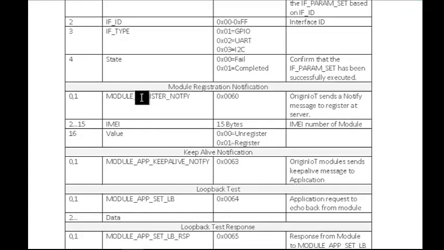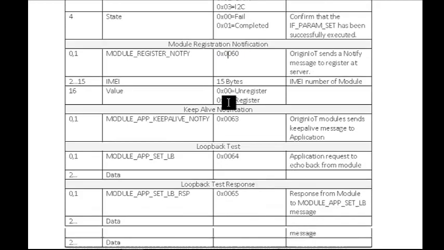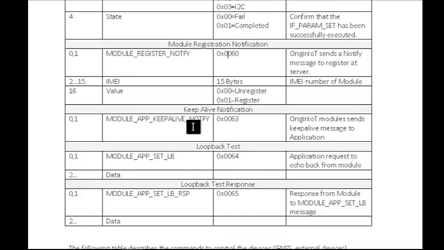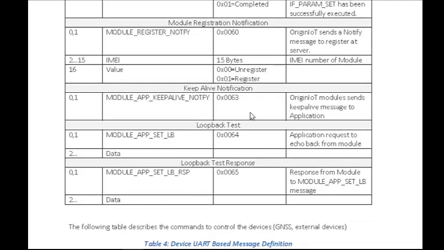This is what your server should look for when it's putting up the list of connected devices. Module app keep alive notification. The module is sending these once every 30 minutes. It's issuing a keep alive notify just to keep the line open. And the loopback test is something that the server can issue to check periodically if the device is still on and online.